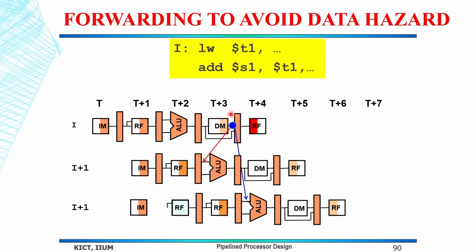But we need the value of $T1 for the second instruction here in the execution stage, which is T plus 3. So what we do is we stall. We have one stall cycle, then we have instruction decode, and then we forward the value from the memory stage of the load to the execution stage of the add. Okay, so we forward from here to here.